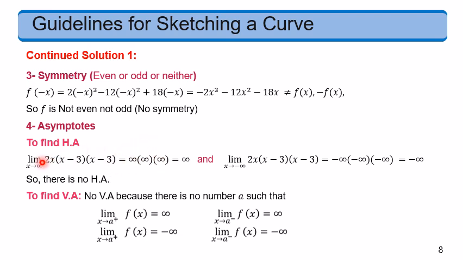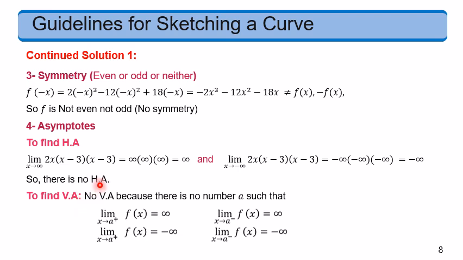But here we can see if we put x as infinite, we have the answer infinite. If we put minus infinite, we have minus infinite. What is the meaning? That means there is no HA. No horizontal asymptotes.